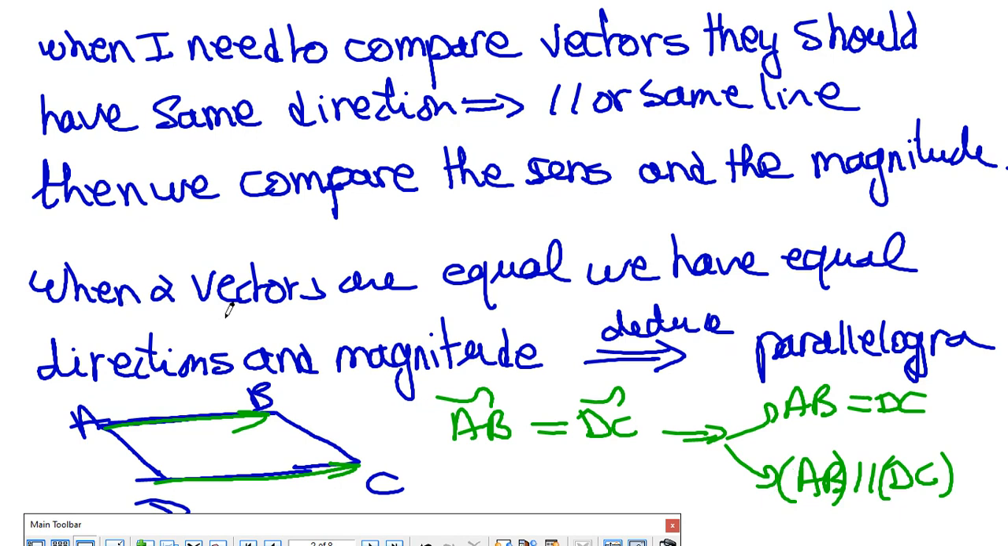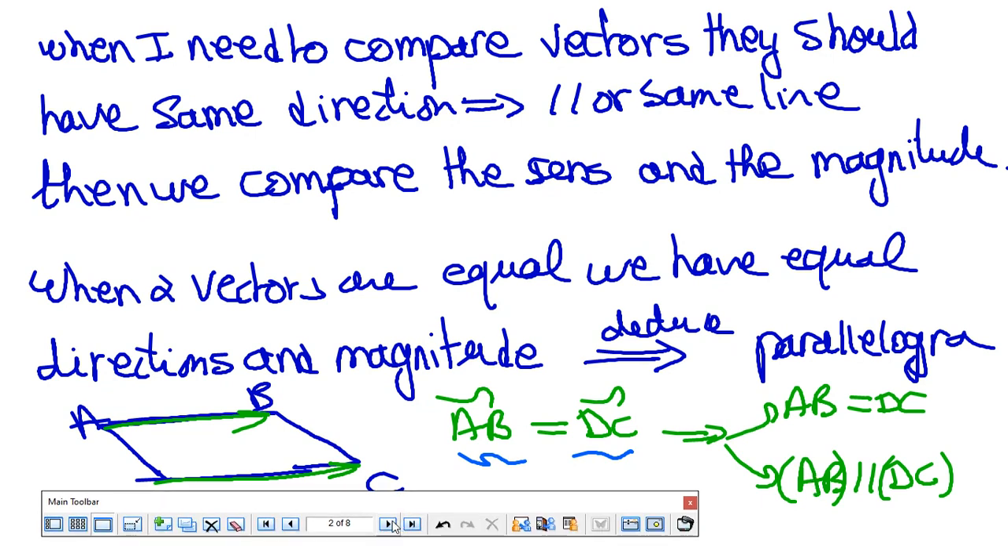So when two vectors are equal, we can directly deduce that it's a parallelogram. If I look at this figure and I say AB is equal to DC, what does it mean? When I say two equal vectors, I can deduce two points: that they are parallel and they are equal. You know that to prove a parallelogram, it's enough to prove that you have a pair of parallel and equal sides. So, equal vectors help me to prove that I have a parallelogram.